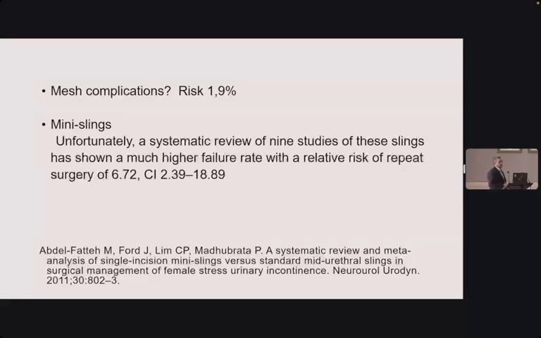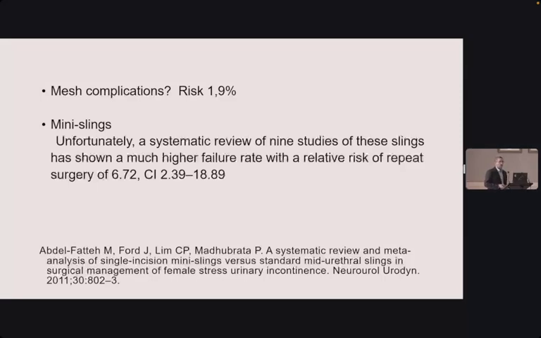Okay, and then I just wanted to mention the mini-slings. We use quite a lot of mini-slings, many of us in our unit. And anecdotally, it's got a success rate of almost 100%. And I'm saying anecdotally, because one of the registrars is deciding to do a trial on that. But I came across these two studies. Abdel Fattah, first of all, looked at mini slings and said, unfortunately, in their systematic review of 9 studies, the mini slings showed a much higher failure rate with a relative risk of repeat surgery of 6.7%.